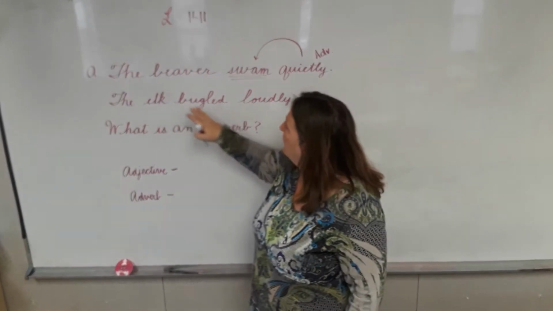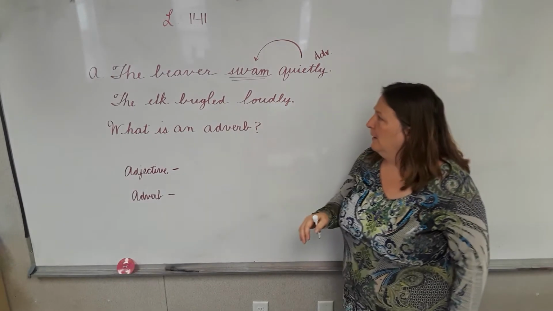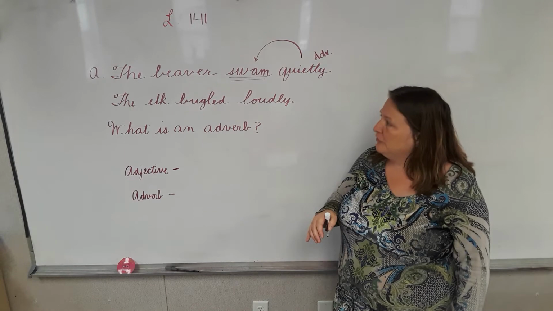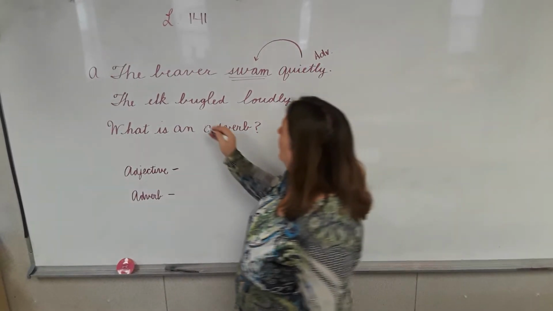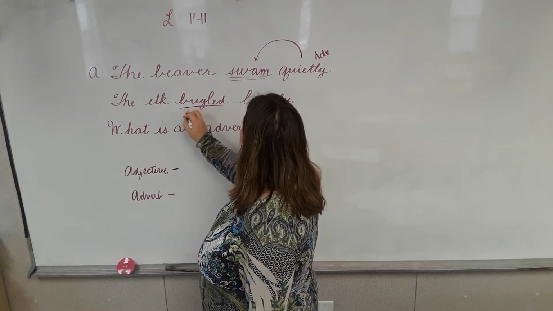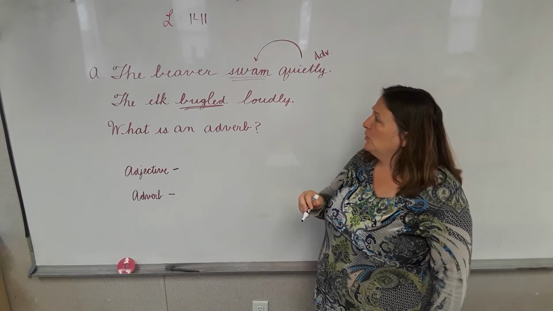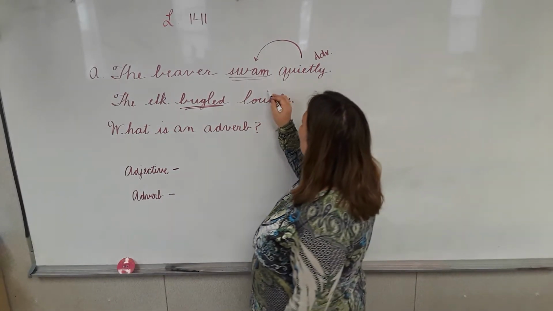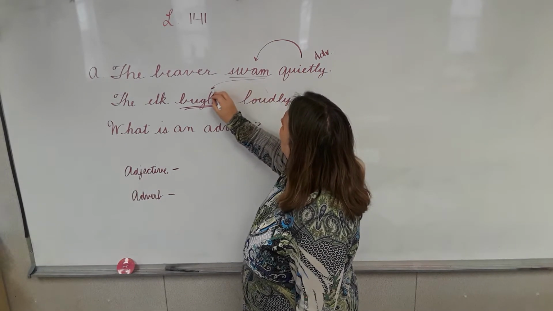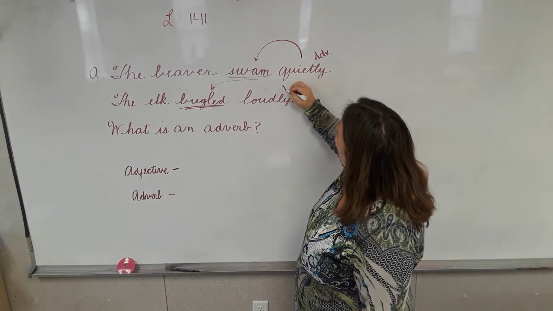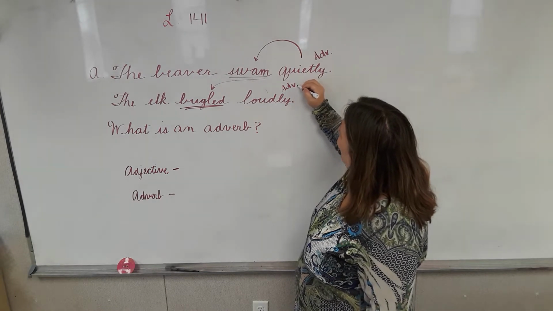The elk bugled loudly. What is the verb? What did the elk do? Bugled. Bugled is the verb. How did he bugle? He bugled loudly. Loudly describes the bugle. Loudly is the adverb.